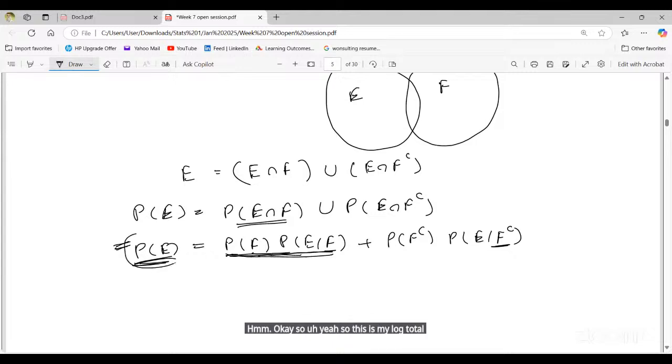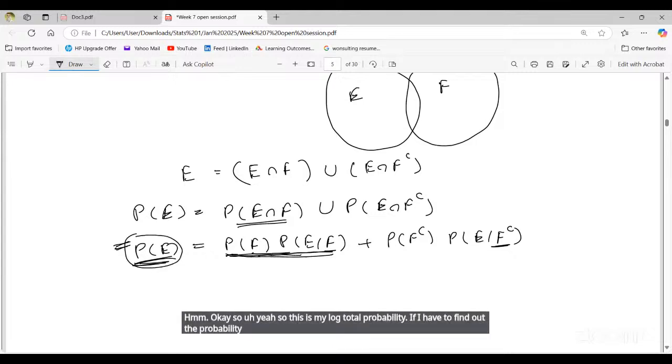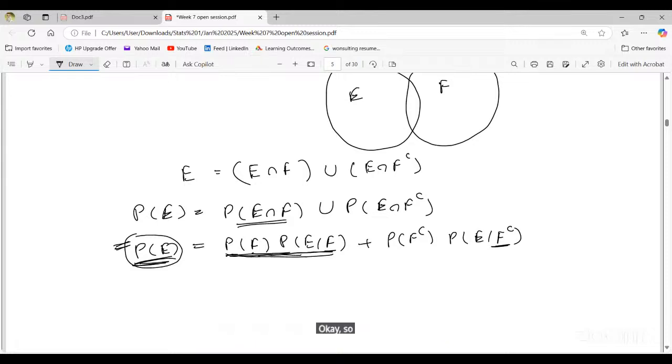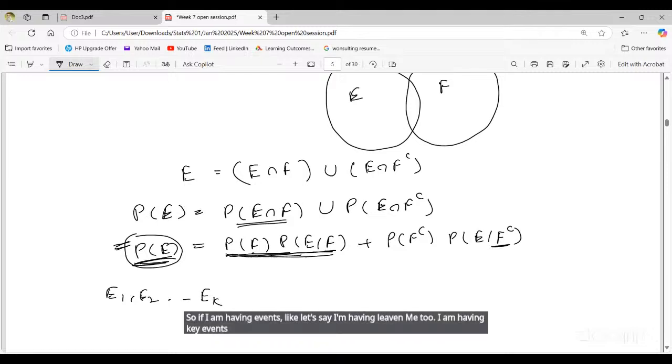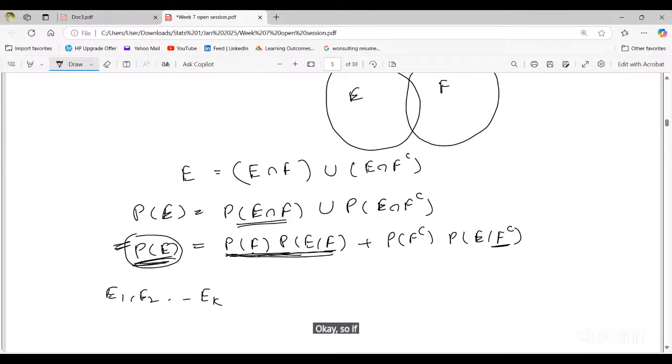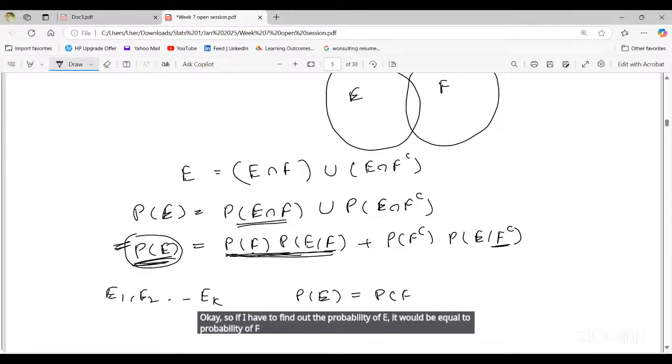If I have to find the probability of E, I can write it as the weighted average of the conditional probability of E when F occurs and when F does not occur. So if I am having events, let's say E1, E2, up to K events, which are mutually exclusive, then to find the probability of E, it would be equal to probability of F, sorry, this is F only.